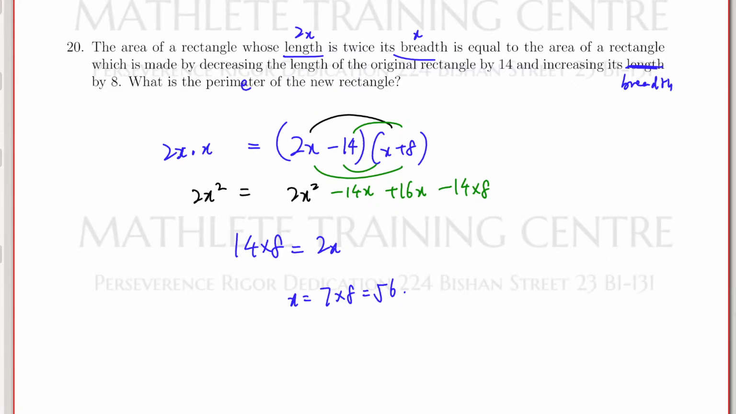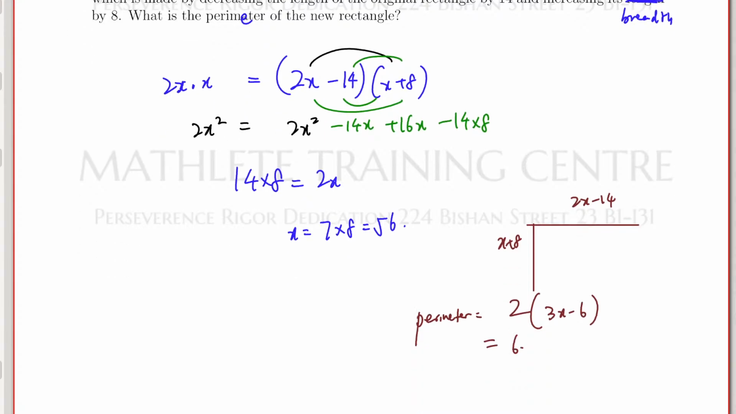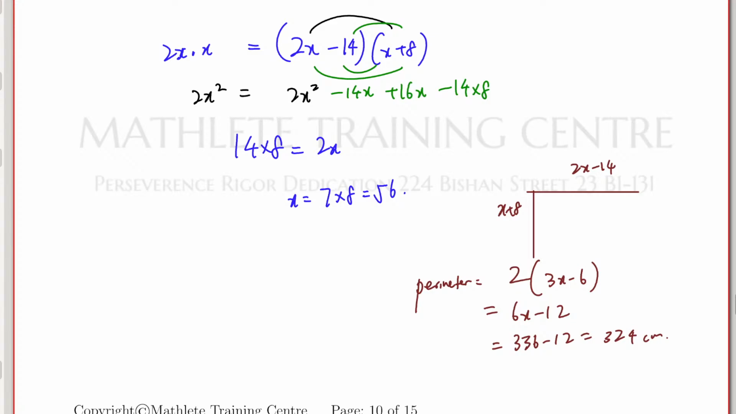And we want to use this 56 to be able to calculate the perimeter of the new rectangle. What is that equals to? The new rectangle is going to be, here we don't even need to actually calculate 2x minus 14 and x plus 8, right? We notice that, okay, if it's a 2x minus 14 and if it's x plus 8, then the sum, or rather, let's take a look at the perimeter, will be 2 times of 3x minus 6, isn't it? Right? So that's equals to 6x minus 12, and 6 times of 56 is equals to 336. So this value here will be equals to the value 324 cm as the perimeter.